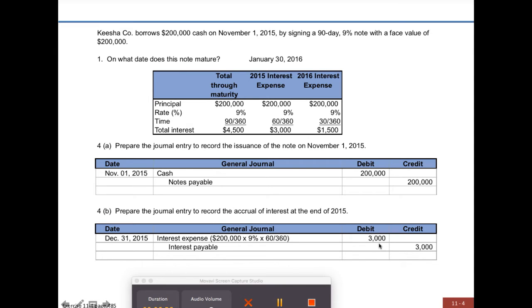And so instead of recognizing this amount as interest expense at the maturity date, we will instead use the debit that went into interest expense here. We will use that $3,000 of debit to cancel out interest payable in the journal entry at the end of the day, and you'll see how that looks as well.